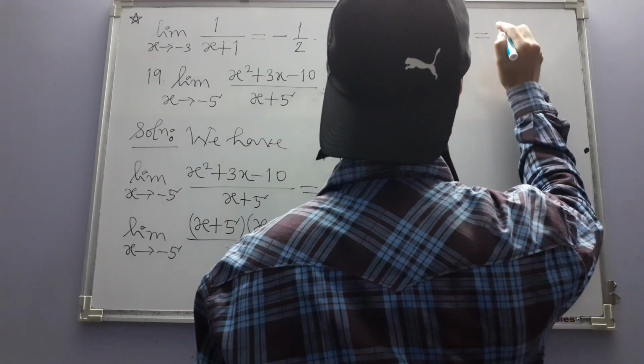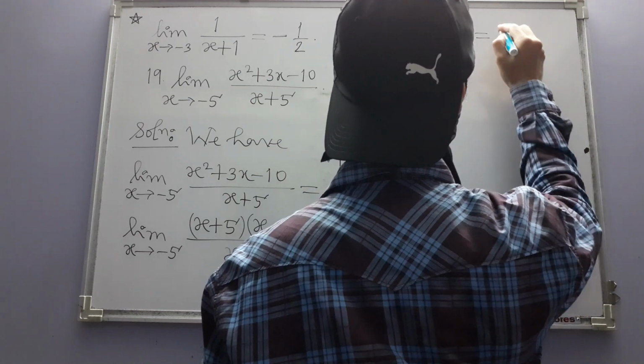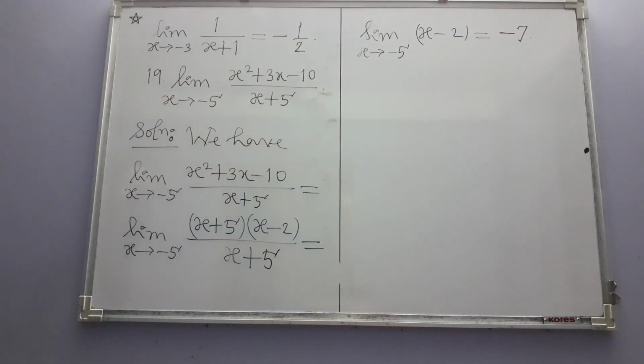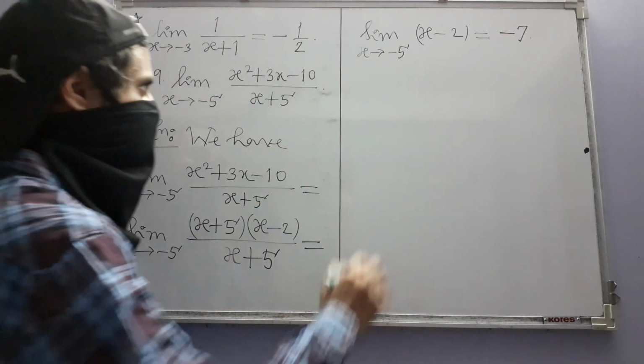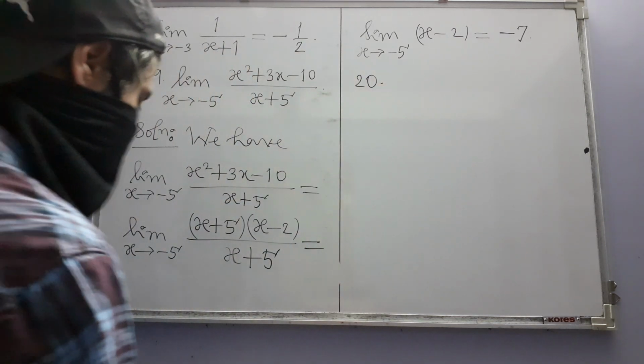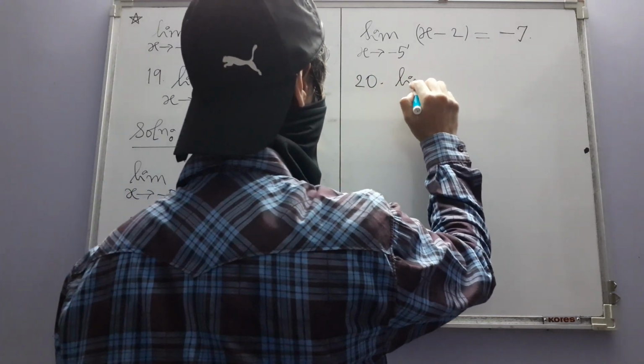So here you can simply substitute minus 5 for x, so that will give you minus 7. So that's the answer. 20.